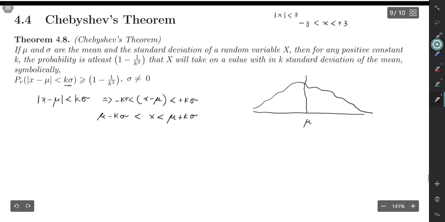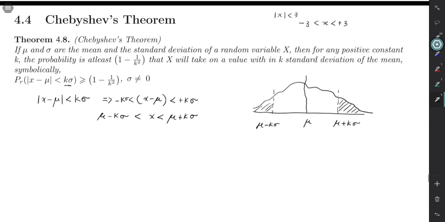You have mu plus k times sigma, so it will be a value somewhere over here. So you add a value k times sigma to mu, so it will be somewhere here. You do the same by subtracting, so mean minus k times sigma. So it will be a value somewhere here. And you have the two tails.